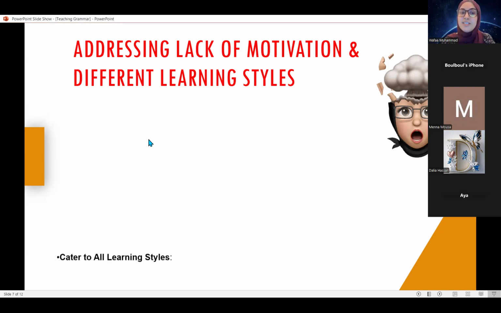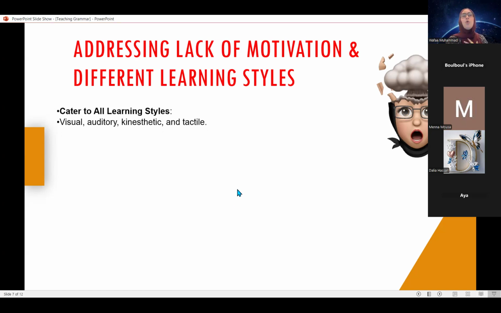So let's see what we have here. You can cater to all learning styles: visual, auditory, kinesthetic, and tactile. The practical example, the word hunt. What is the word hunt, Miss?